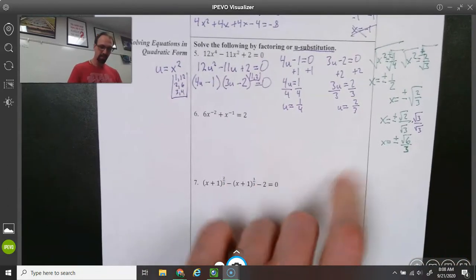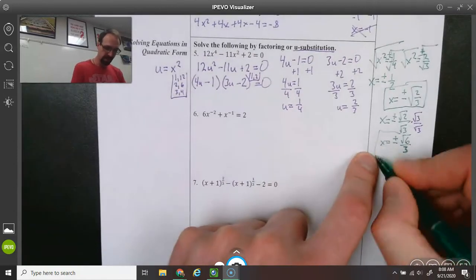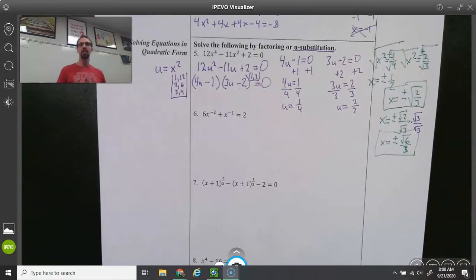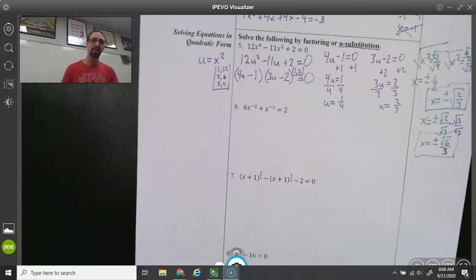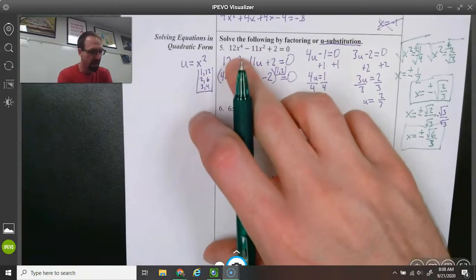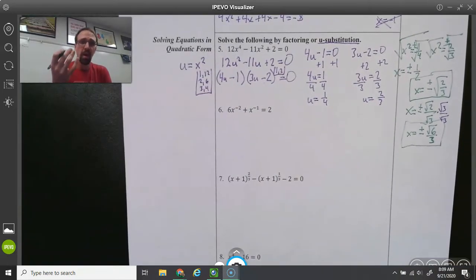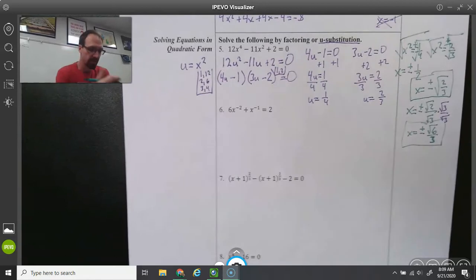So my four possible solutions are here and here. I want to take a moment now to talk about the fundamental theorem of algebra. The fundamental theorem of algebra says whatever the highest power degree of exponent is, that's how many answers you should expect to see. With this problem, we started out with x to the fourth. I should expect to see up to 4 real solutions. With complex numbers, you will see 4 solutions.